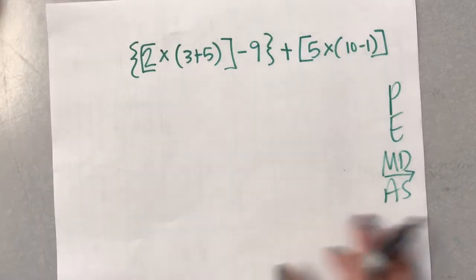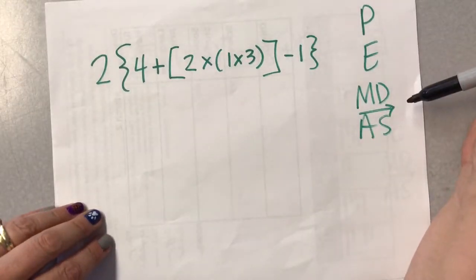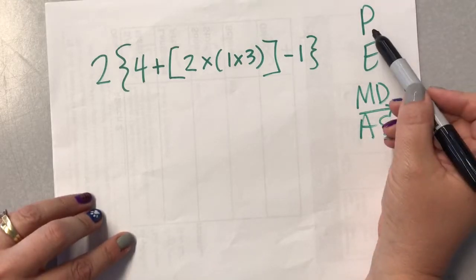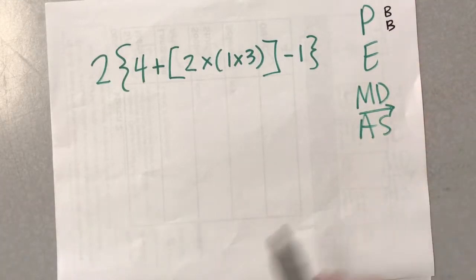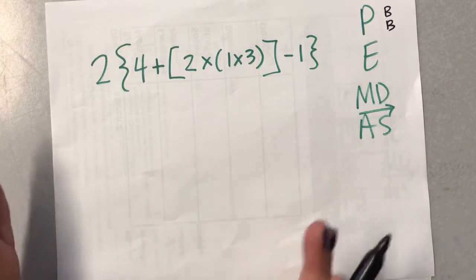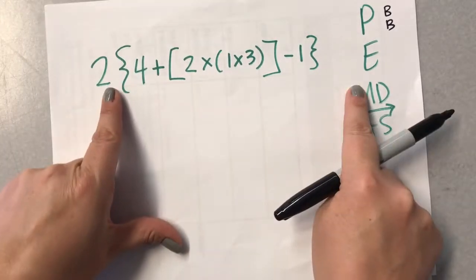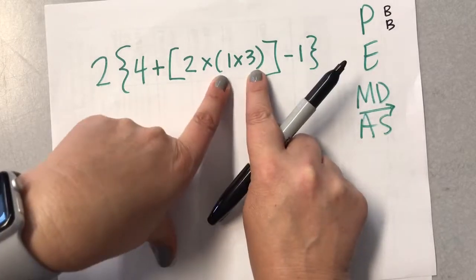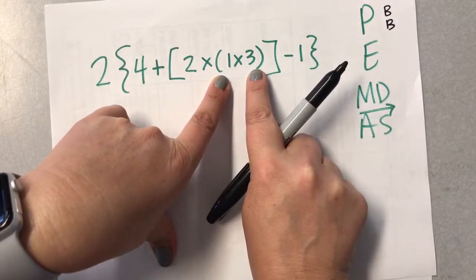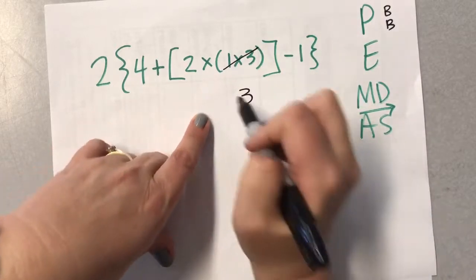Now, whenever we get into it, we are just going to do the order of operations just as we have done. Again, parentheses include brackets and braces, and so you start with the innermost grouping symbols. In this particular problem, we see braces, we see brackets, and the innermost are these parentheses right here. So I'm going to start with 1 times 3. 1 times 3 is 3.